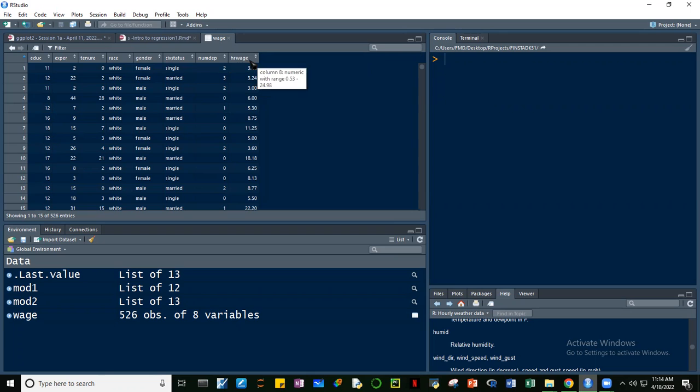Hourly wage is our variable of interest. This is our dependent variable. And then last time, what we did was to predict or model hourly wage using education. That was our model 1. And then we also had another model 2 where we used all the other variables, including the factors.